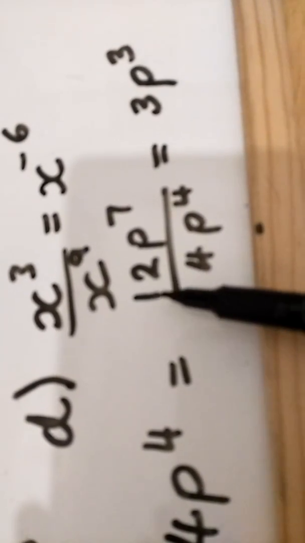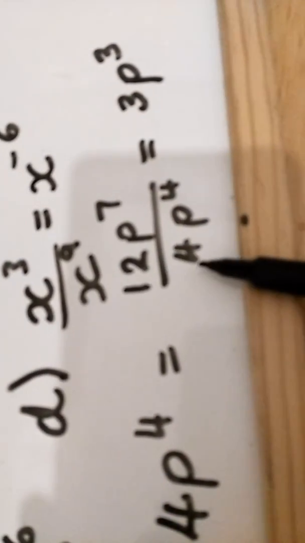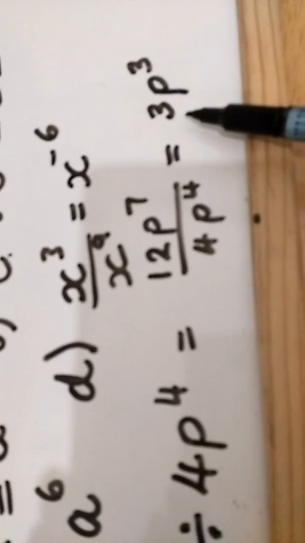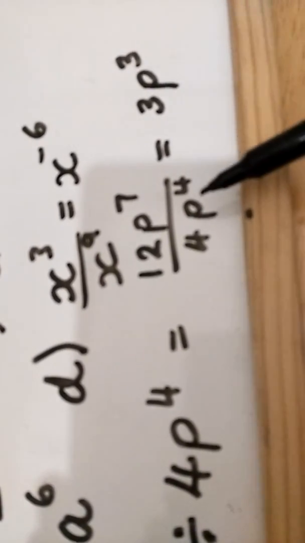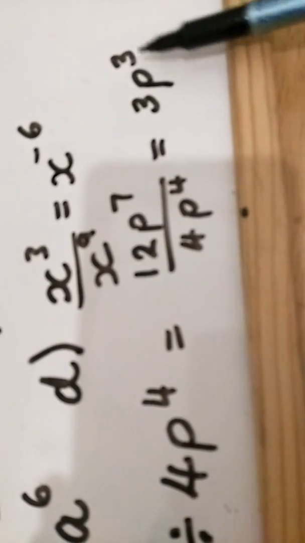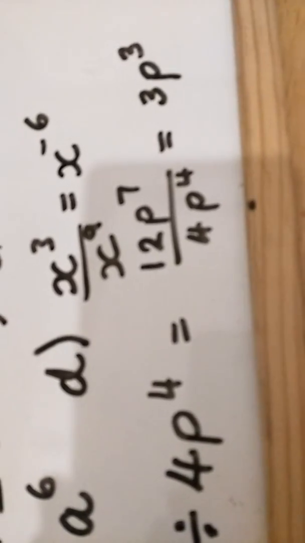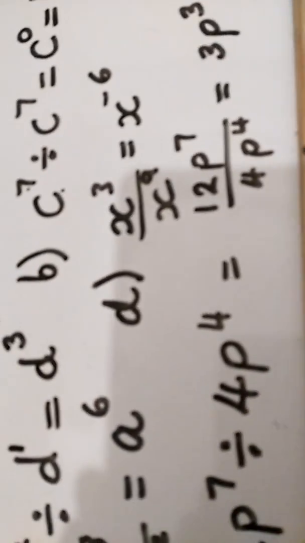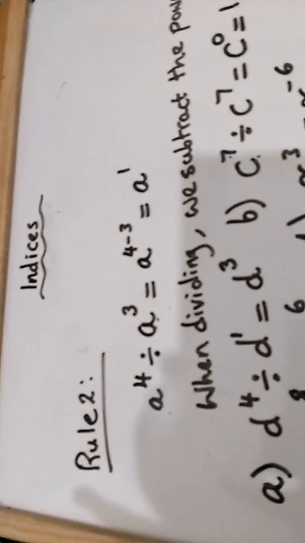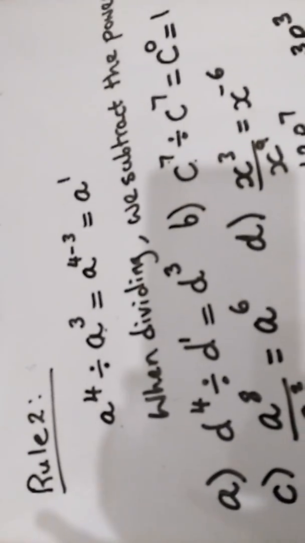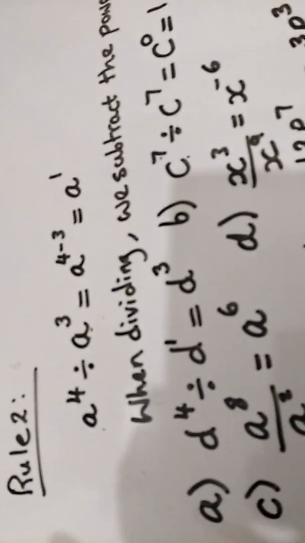So again, I'll just go over that again. 12 divided by 4 is 3. p to the power of 7 divided by p to the power of 4 is p cubed as well. So 3p cubed. And that's the final answer. So that was indices, rule number 1 and rule number 2.